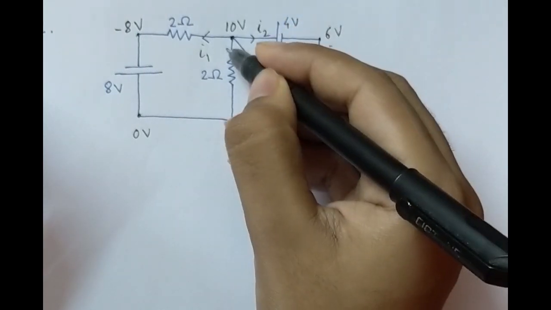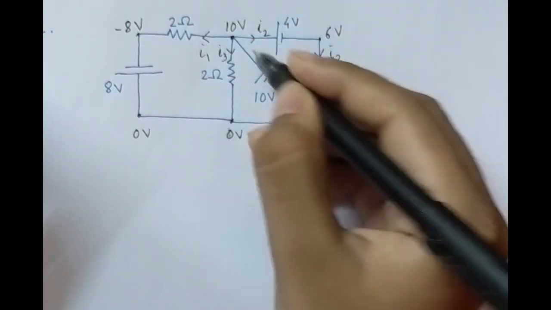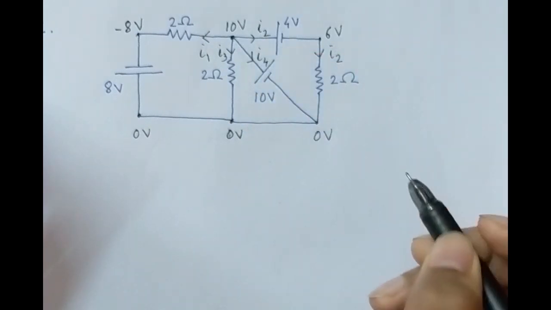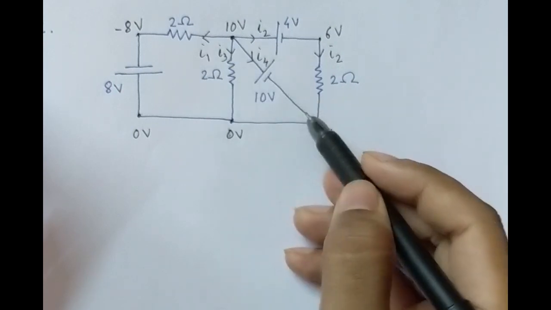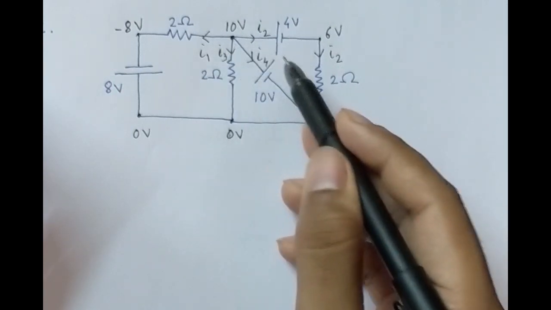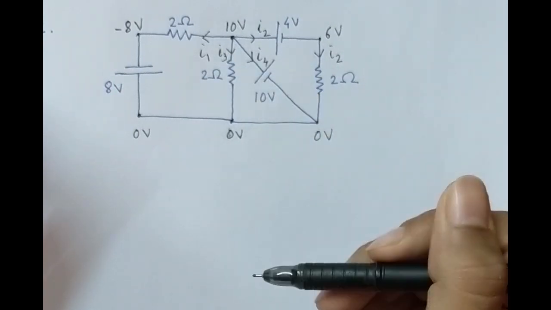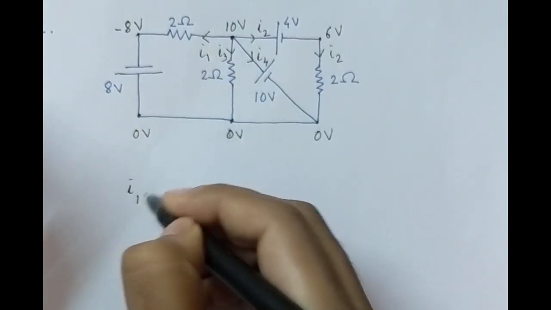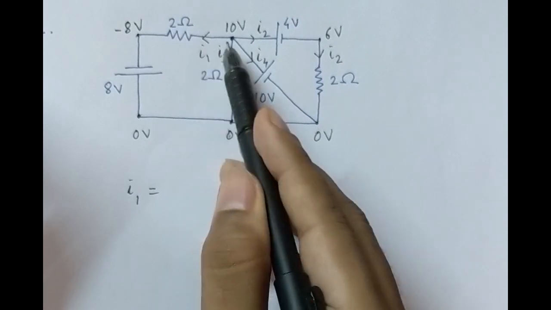In this direction would be my I3. And I'll again assume that the I4 moves in this direction. You may not be sure which direction it moves. Just put all directions outwards, and then at the end you will get the corresponding results. So like with the previous sum, we find I1 is equal to this.